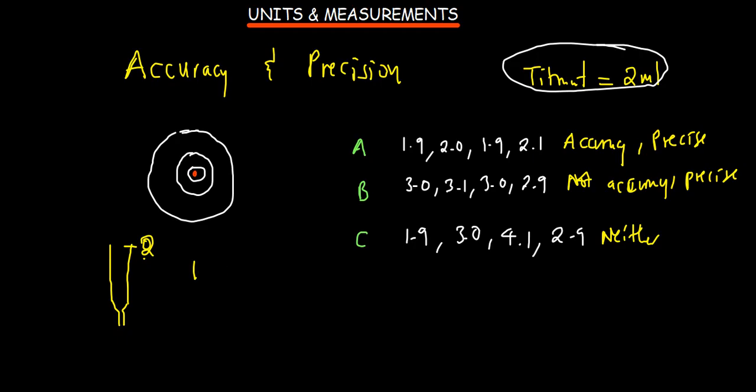Determinate errors. We also call them systematic errors. So determinate or systematic errors are errors that you can determine. You can actually find that the reason why we are all finding these values is because the instrument that we are using is not correct. We call them determinate because you can determine them. These errors can be corrected.